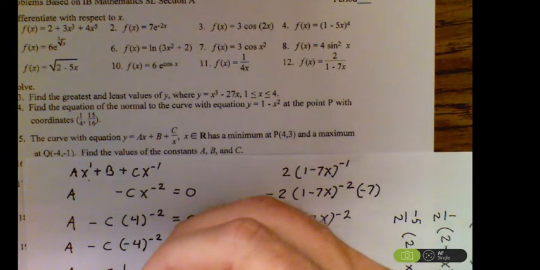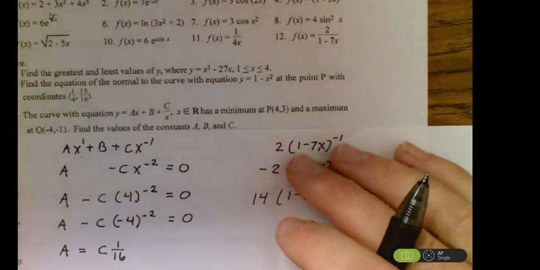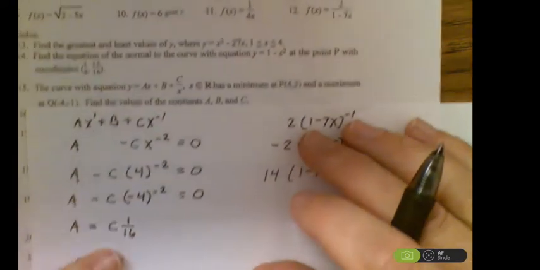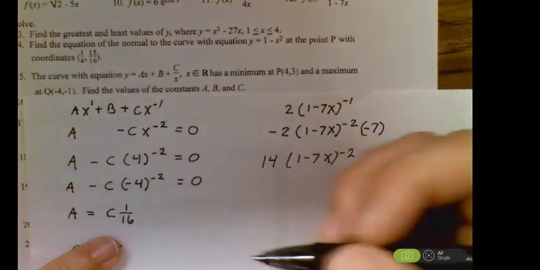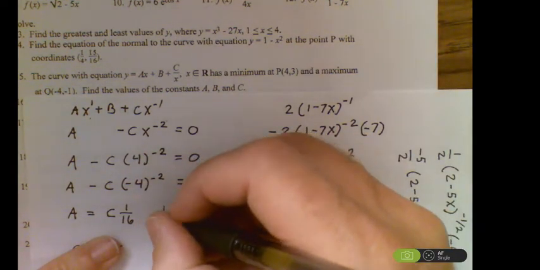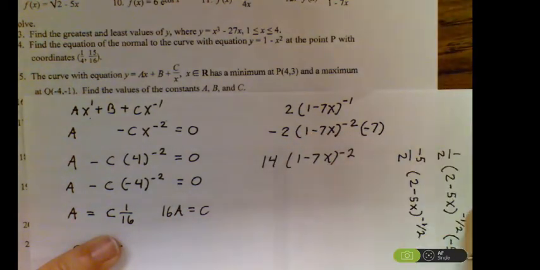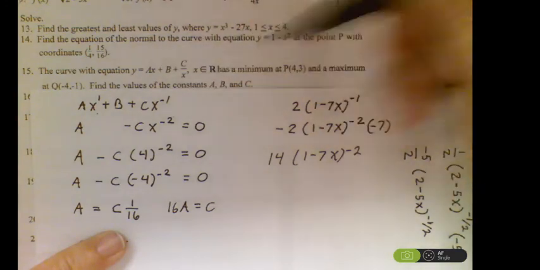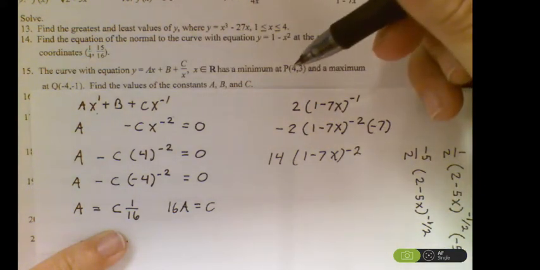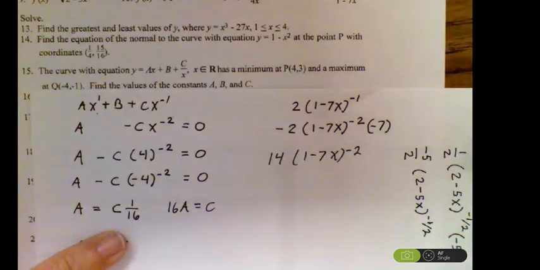If I were to get a by itself with either one of those, this is what we would come up with: a equals 1/16 c. If you wanted to spin that around, multiply 16 over to here, you could also view that as 16a equals c. So either one of those would be helpful to us. So from here we can go back into the original function and plug in a few numbers. I know if I plug in a 4 for x, I can plug in a 3 for y.